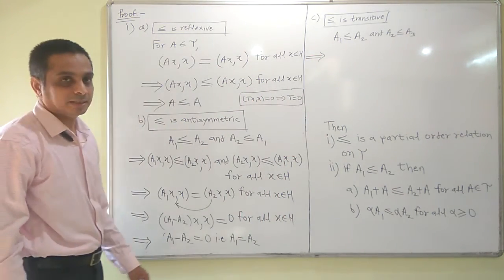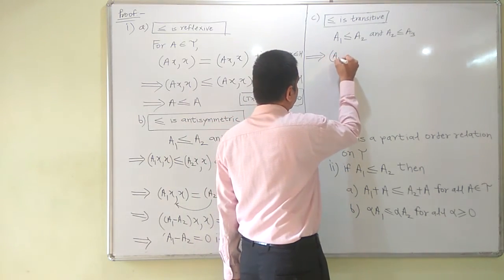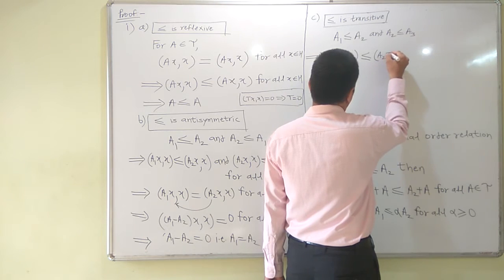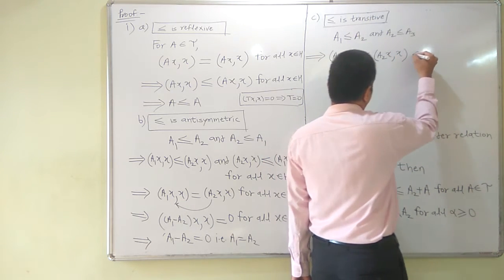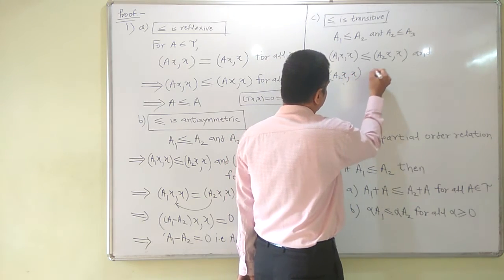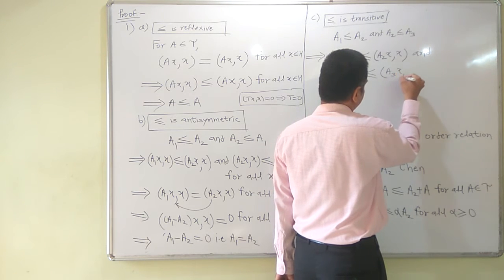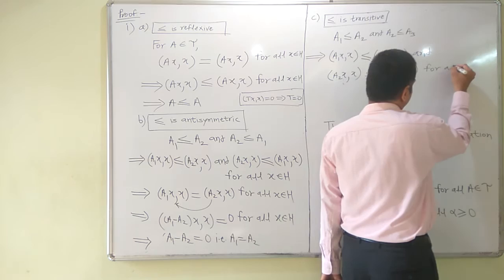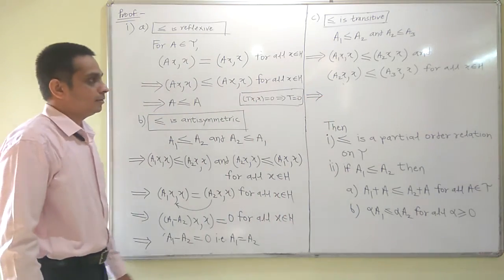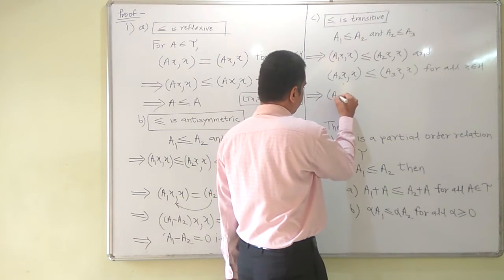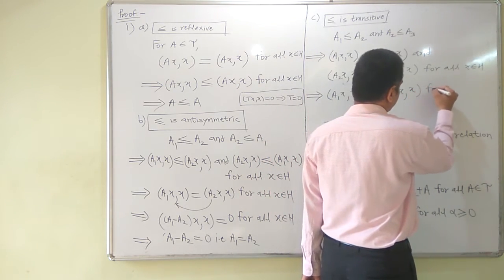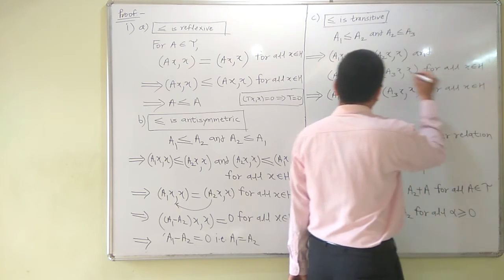So to prove this, consider the inner product of A1x and x is less equal to the inner product of A2x and x, and the inner product of A2x and x is less equal to the inner product of A3x and x for all x belongs to H. This implies that we have the inner product of A1x and x is less equal to the inner product of A3x and x for all x belongs to H. Recall that all these are real numbers.